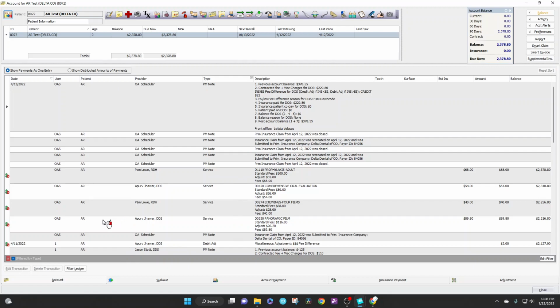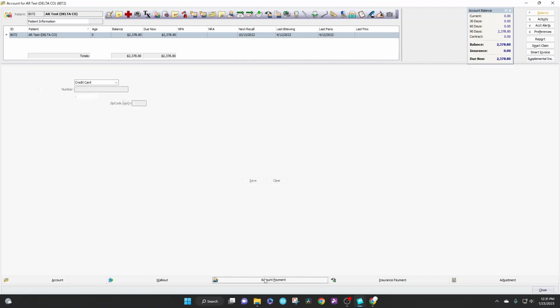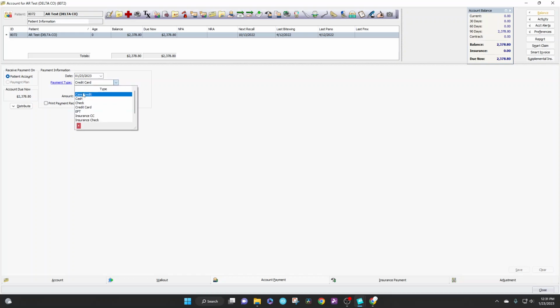Okay, and in order to take a payment, you'll simply go to the account balance, choose credit card, and type in the amount, or if it's cash or check, you'll choose the appropriate payment type and type in the amount. The computer that I'm recording this video on does not have a credit card machine hooked up to it, but you'll click on save. It'll come up with prompts on the computer and on the credit card terminal to accept that payment, and you'll see that it'll be applied to this account. And we'll have a video that goes over that a little bit more.